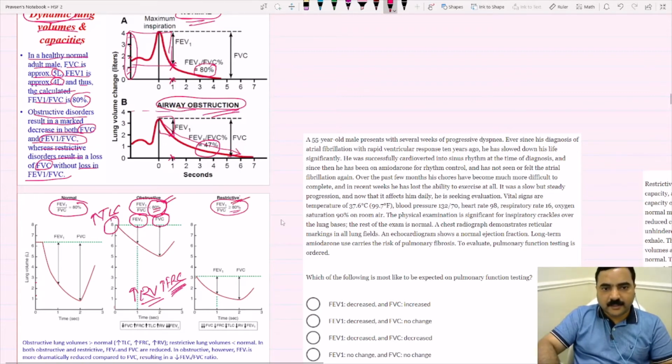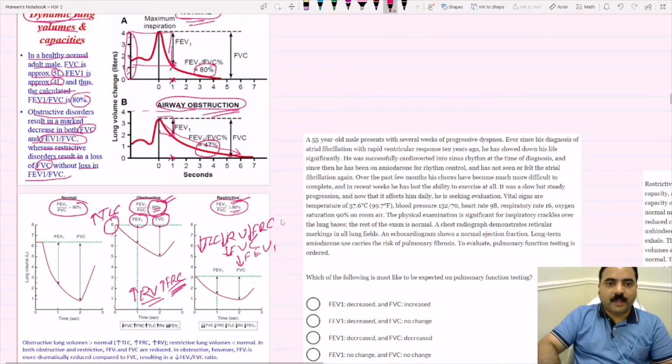In the case of restrictive lung disorder, what happens? The total lung capacity is decreased. Residual volume is decreased. Functional residual capacity is decreased. And FVC is decreased. FEV1 is decreased. All of them are decreased.